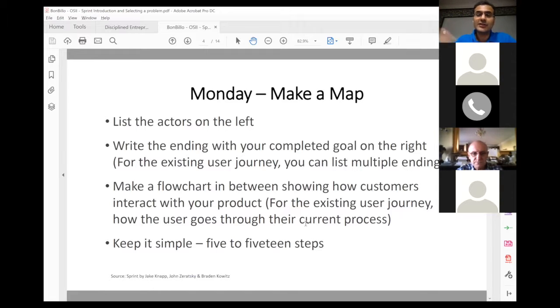Then you're really going to your completed end goal, and that goes on the right of your page, right? So here's where you think about the various outcomes that might be the case for your target user, right? So if we can have a volunteer here, we can talk about what good and bad outcomes might look like. Does anyone want to volunteer for an example?